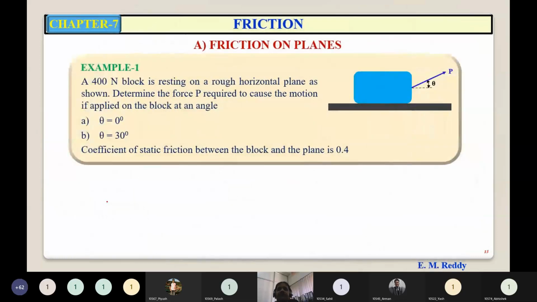Now let us see the first type, that is friction on planes. Please note down this example. A 400 Newton block is resting on a rough horizontal plane as shown. Determine the force P required to cause the motion if applied on the block at an angle. There are 2 cases. The first case, theta is 0. The second case, theta is 30 degrees. Means in the first case, P is acting horizontally towards the right. The coefficient of static friction between the block and the plane is 0.4.